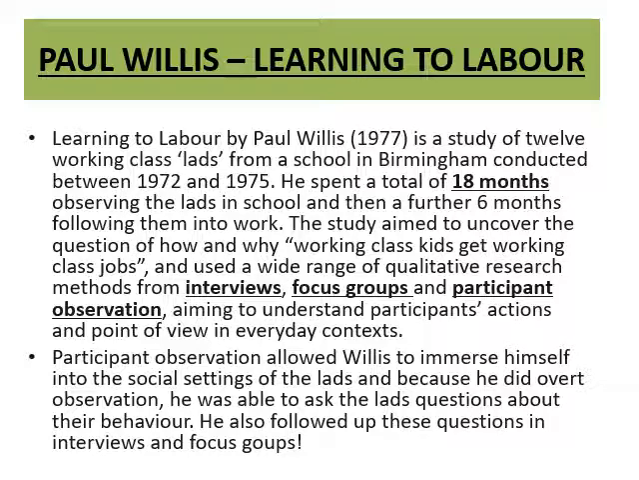Learning to Labour by Paul Willis is a study of 12 working class lads from a school in Birmingham, conducted between 1972 and 1975. He spent a total of 18 months observing the lads in school and then a further 6 months following them into work. The study aimed to uncover the question of how and why working class lads get working class jobs, and used a wide range of qualitative research methods from interviews, focus groups and participant observation, aiming to understand the participants' actions and points of view in everyday contexts.